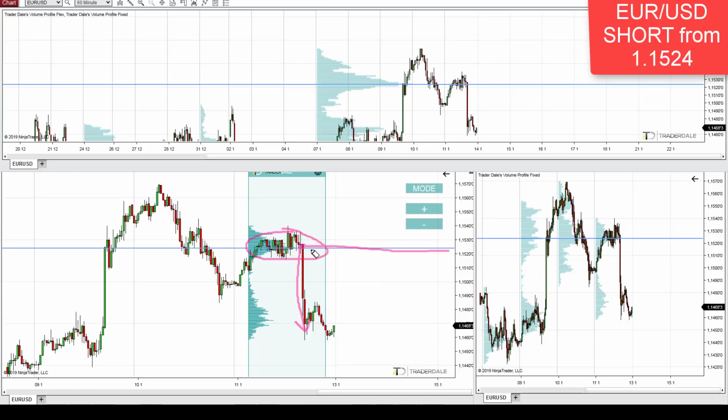So currently I think that this level is a very strong resistance zone, and when the price makes it back to this level again, I think that those sellers will be defending their selling positions, and it's very likely that they'll push the price downwards again.